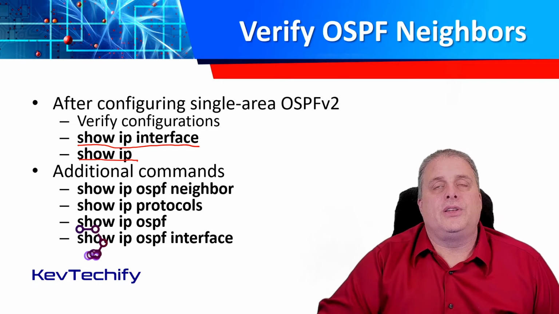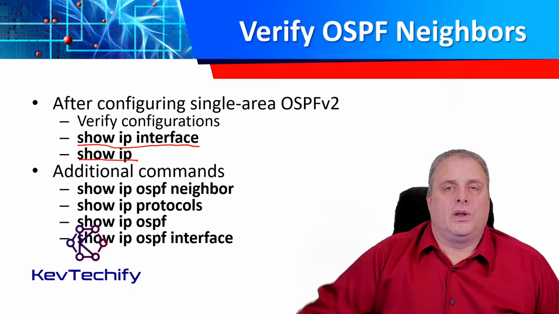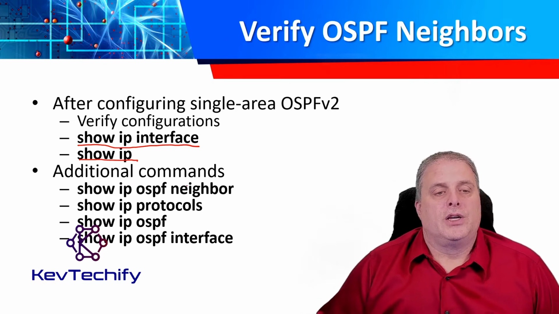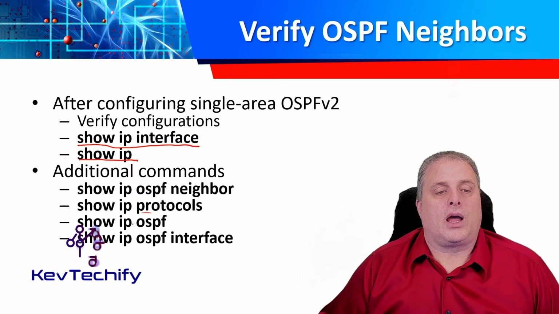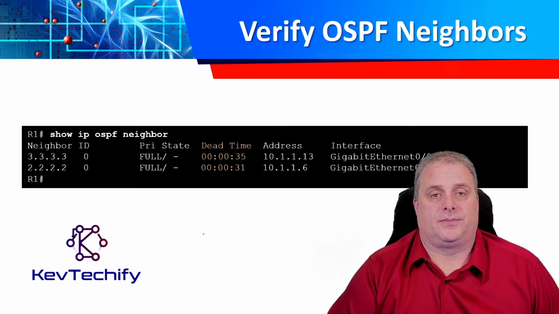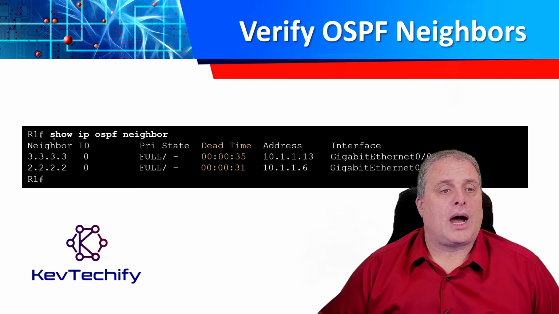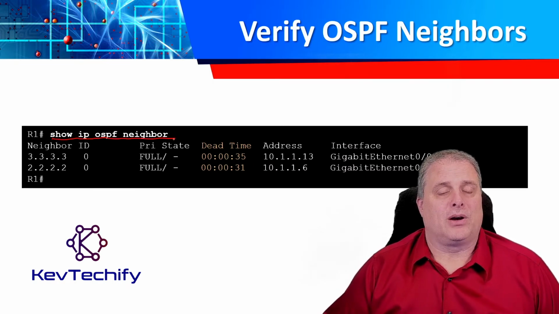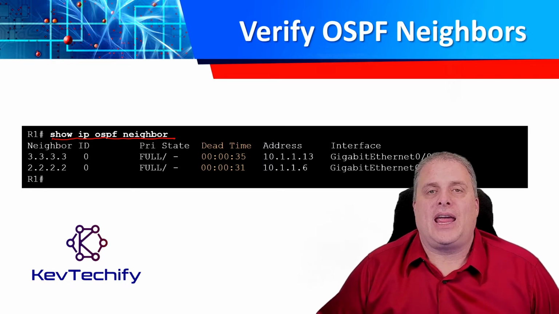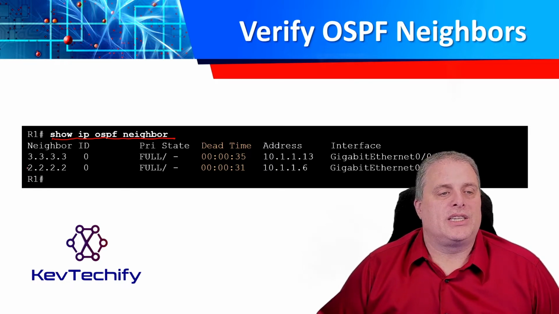Then we have a couple additional commands that we are looking at specifically for OSPF: show ip ospf neighbor, show ip protocols, show ip ospf, and show ip ospf interface. The show ip ospf neighbor command shows me what other OSPF neighbors I have on my network, what adjacencies I have.